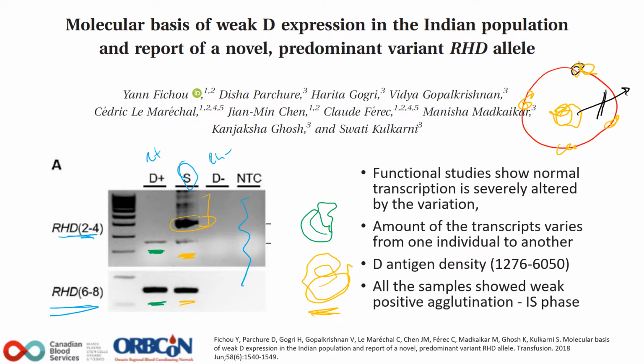And as the manuscript states, it showed that transcription is severely altered. The amount of transcript varies from individual to individual. So a person with an exon 3 duplication, one person may have a lot more protein on the surface than another. They don't really explain why that is. The antigen density is a huge range. You can see about a 1,200 to 6,000 range. 1,200 would be fairly weak when you're talking about agglutination, and they all showed weak positive agglutination at the immediate spin phase. So even with 6,000 copies on your surface, you still only get a weak plus agglutination.